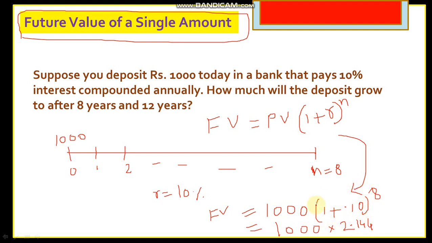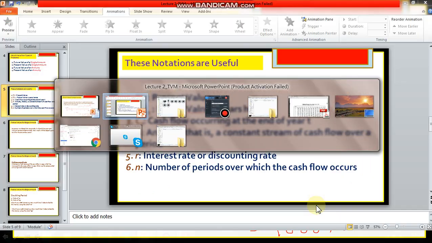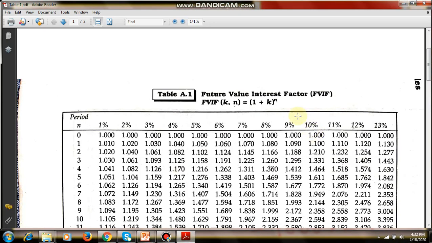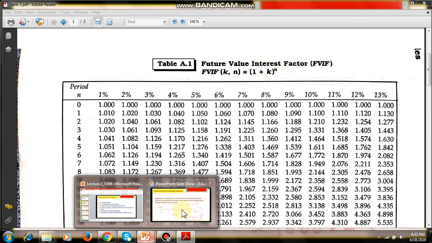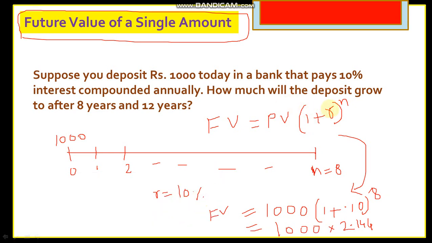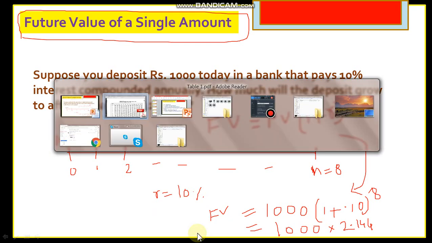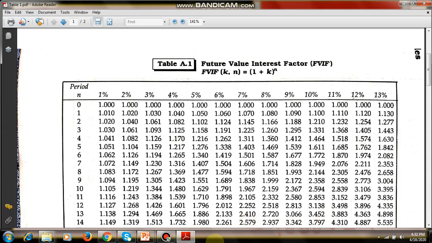Now how to use that table? Let me see that. I have a table open here. So what table do I have to refer to? I have to refer to the table called the future value interest factor, the FVIF table. Please remember, I have to refer to the FVIF table. In the FVIF table, I have to find a certain percentage for some years.